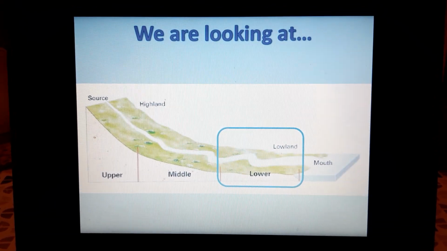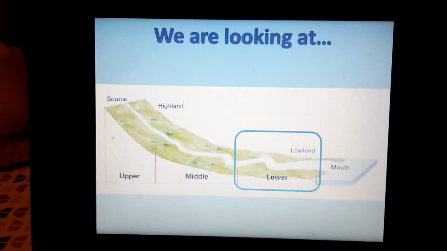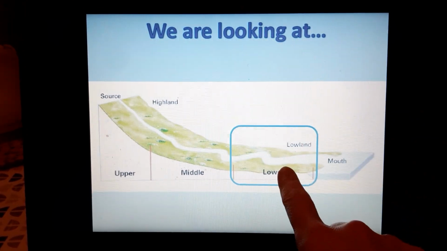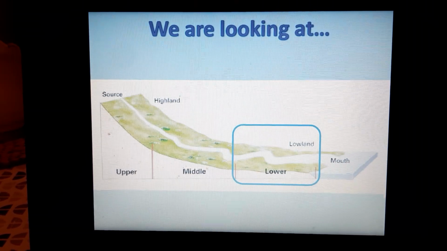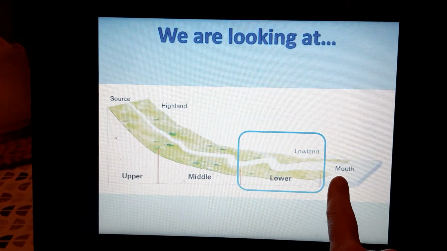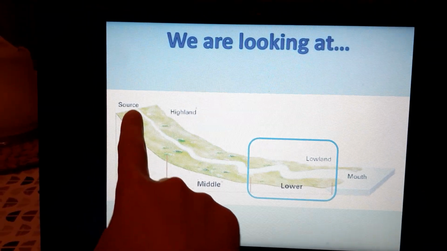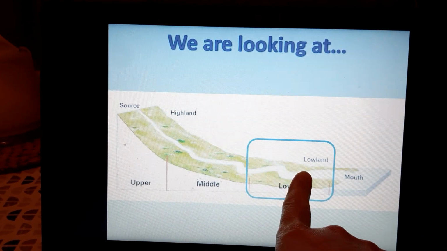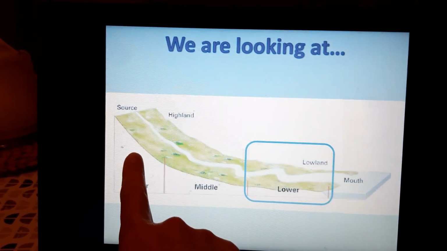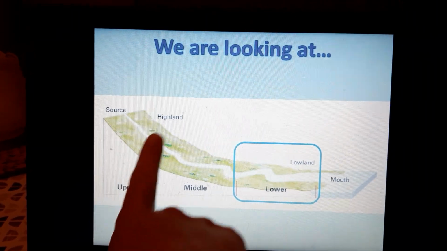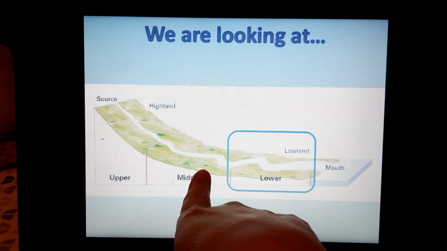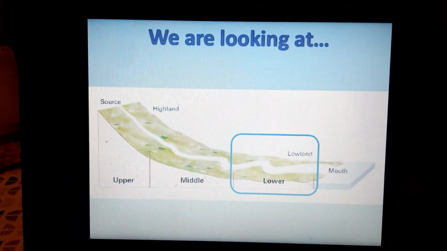Hi everybody. So today we're looking at features that are most often found in the lower course of a river. Remember, a river is broken into three sections, and this is a diagram of its long profile. You've got the upper course near the source, the middle course, and the lower course. In the upper course, you normally get waterfalls and interlocking spurs. The middle course has more meanders and oxbow lakes that we learned about last time.